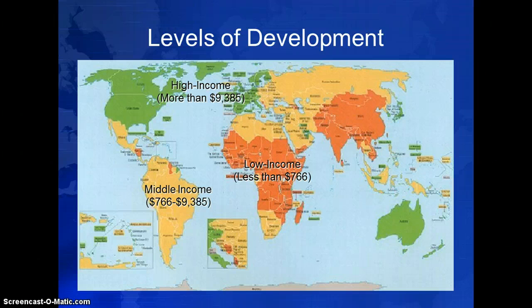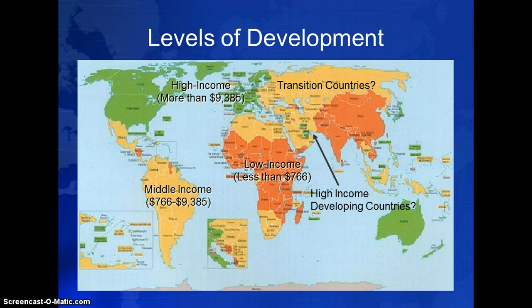These categories leave out some important groups, such as the transition countries of the former Soviet bloc, and the high-income developing countries like the oil-rich Gulf states. But for the most part, the World Bank's classification provides us with a way of thinking about the features shared by developing countries. It also provides us with some insight into precisely what we mean by development.